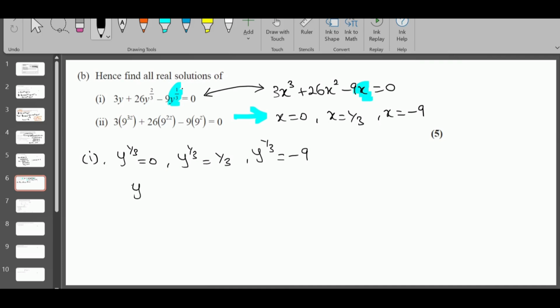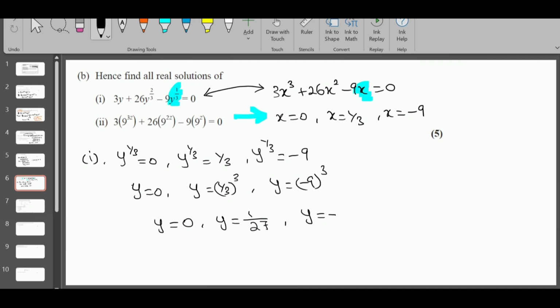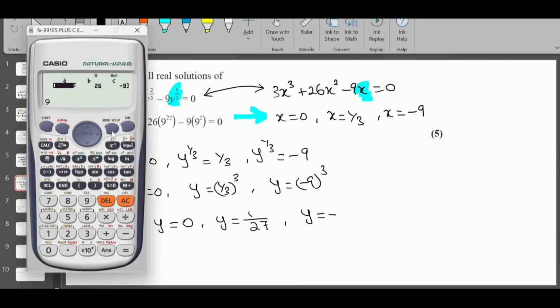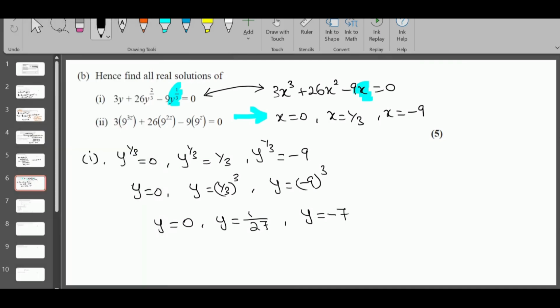Cube both sides, so y is equal to 0, y is equal to 1 over 3 whole cube, y is equal to minus 9 whole cube. So y is equal to 0, y is 1 over 27, y is equal to minus 729. That's the solution for part I. We are going to use the same method to solve part II now.